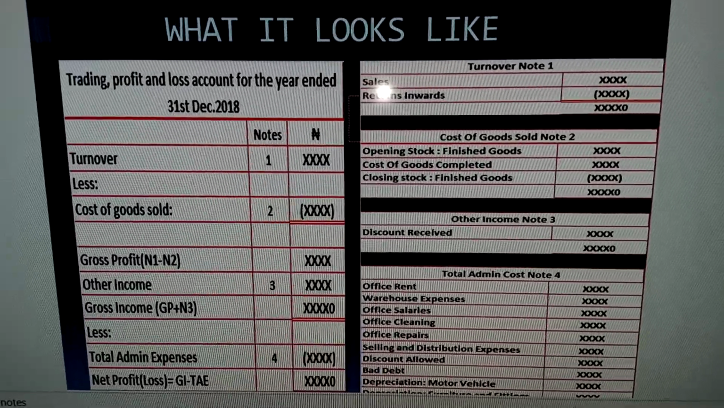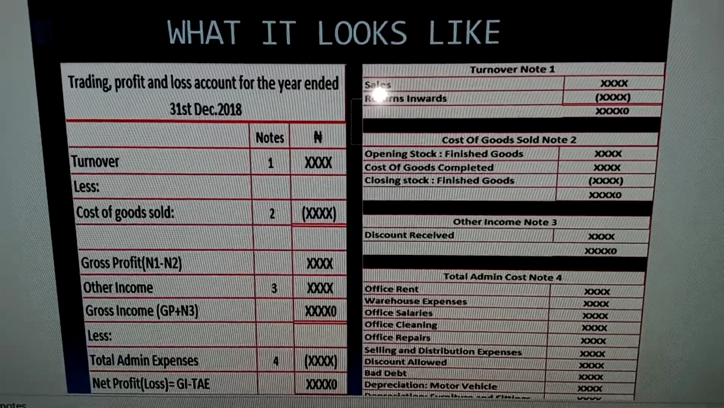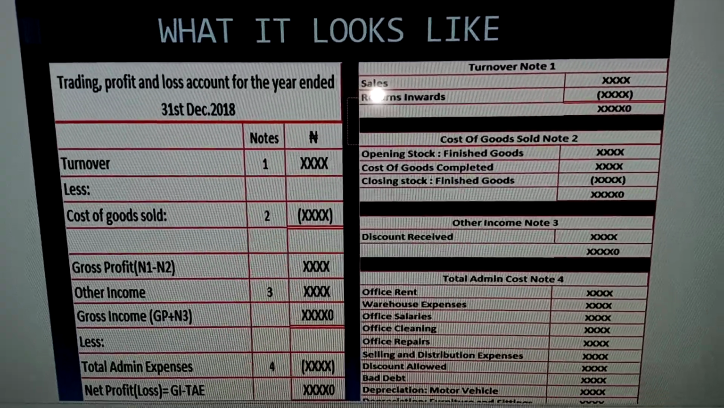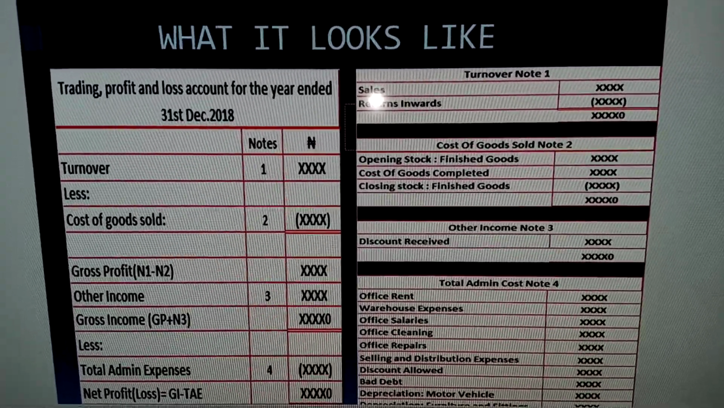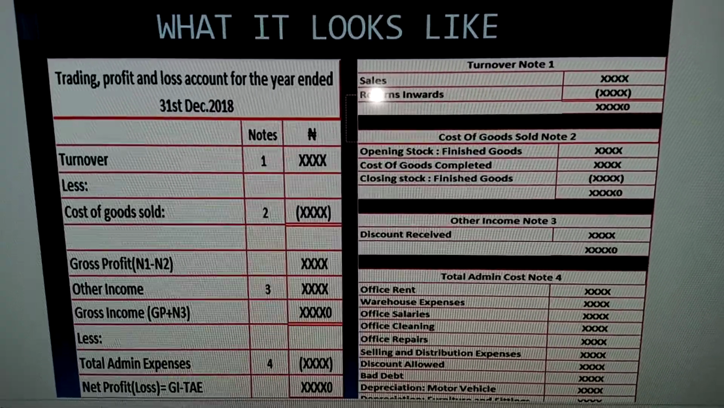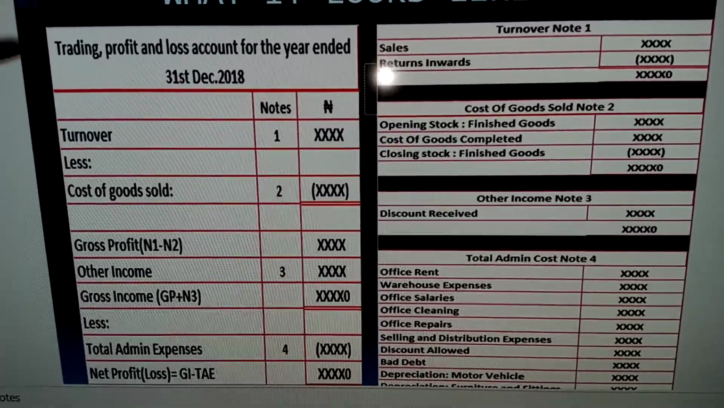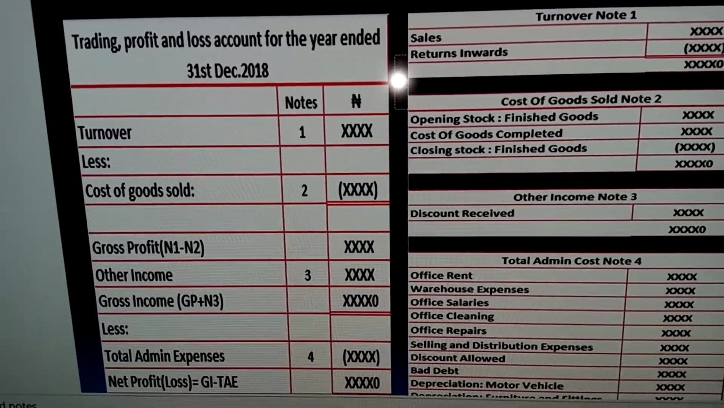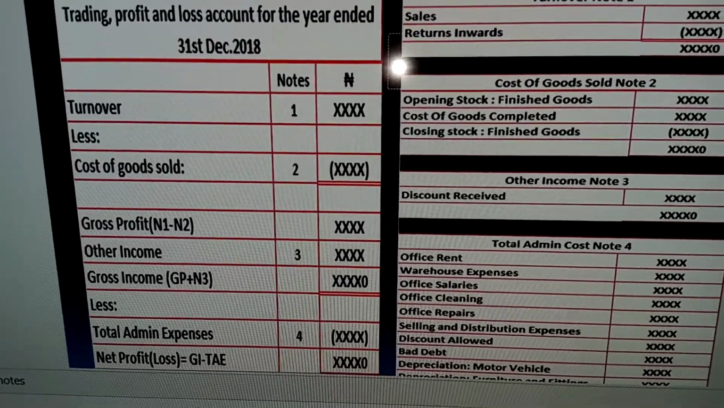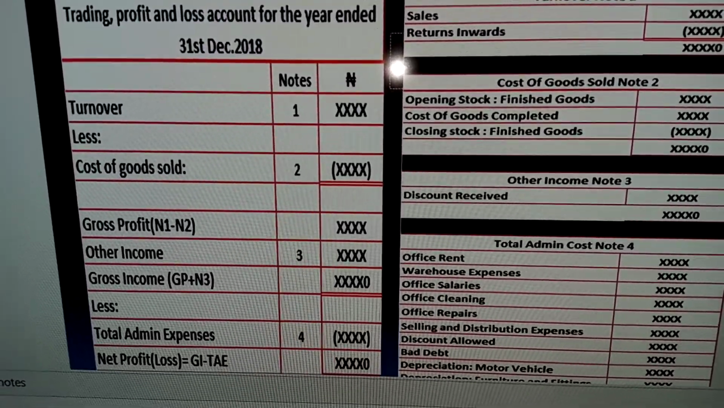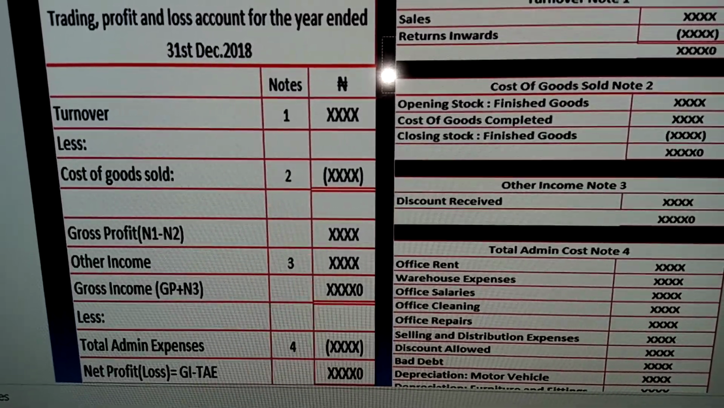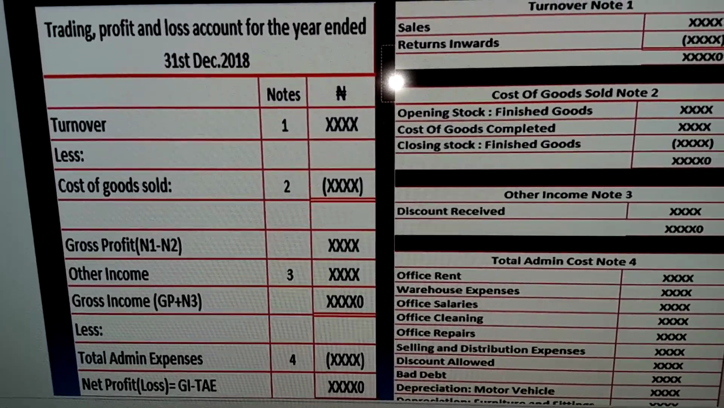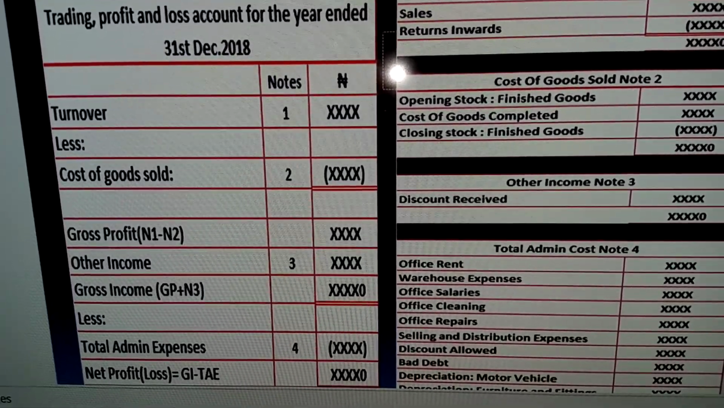Now this is what it looks like. We are already familiar with the manufacturing account. Now after manufacturing comes trading. By the time you finish manufacturing, you prepare your trading, profit and loss account for the year ended. So this is what it looks like. We're already used to preparing the trading, profit and loss account. We have a class on that. So if you are not familiar with the preparation of the trading, profit and loss account and the balance sheet, check out the class on our YouTube channel, Jado's Consulting.